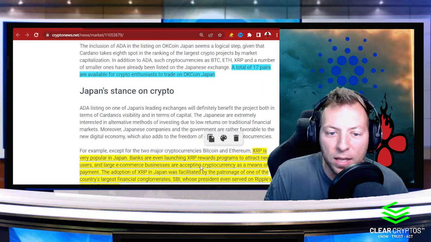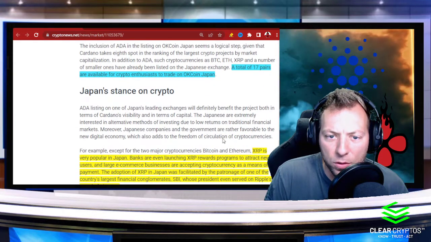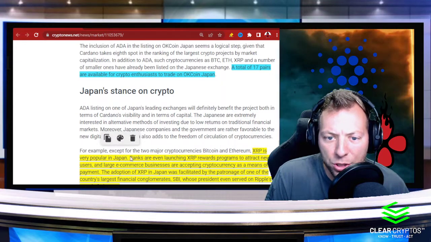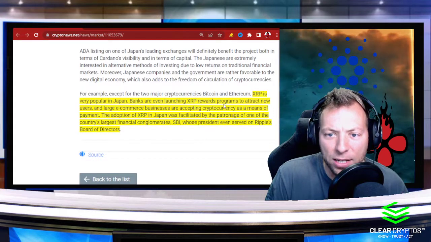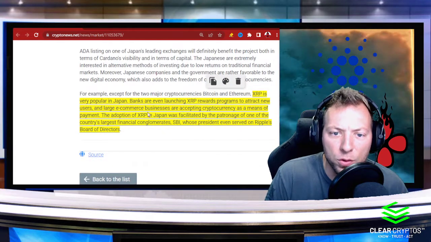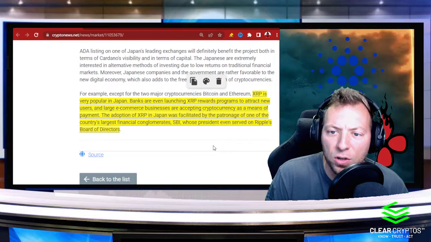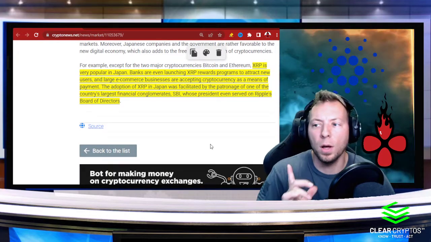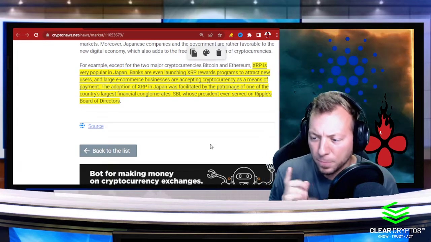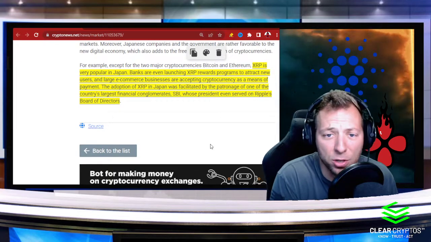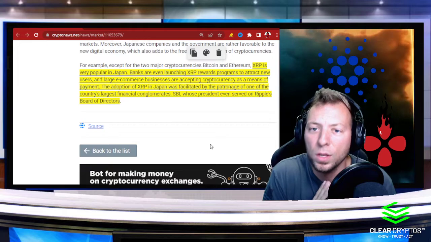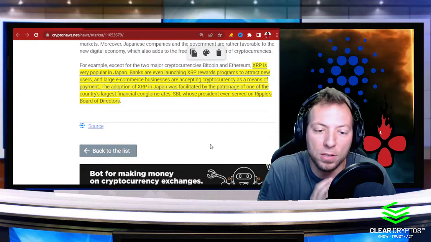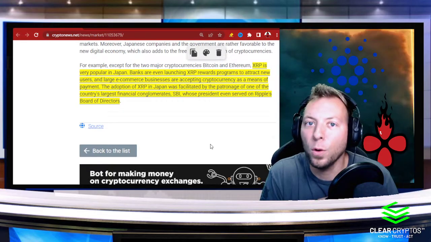Now, it does go on to say that XRP is pretty popular in Japan. Banks are even launching an XRP rewards program to attract new users, and large e-commerce businesses are accepting cryptocurrency as a means of payment. So I think this is important to point out because obviously, this mentions the XRP ecosystem rewards. Well, what is one thing that Cardano has that other coins don't?